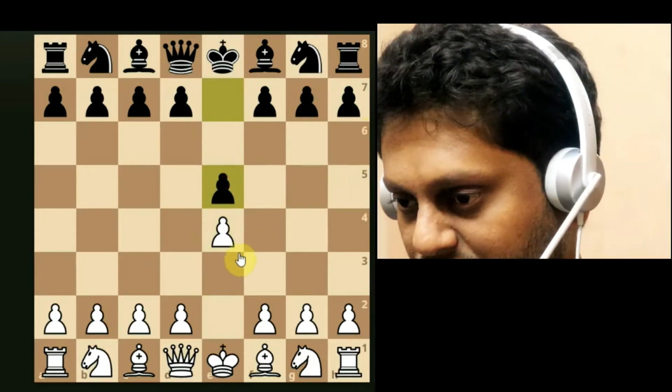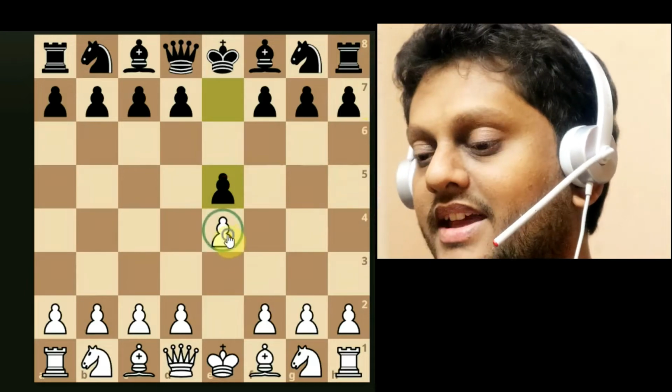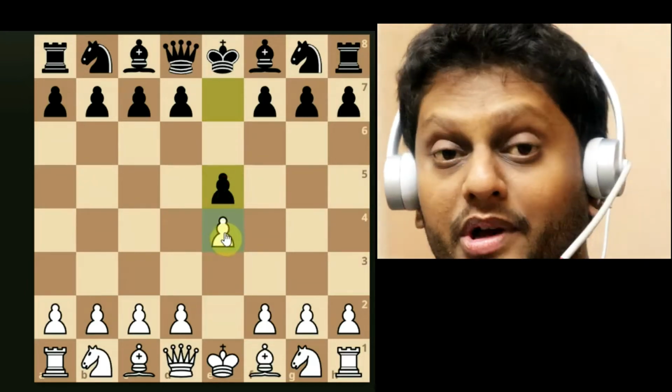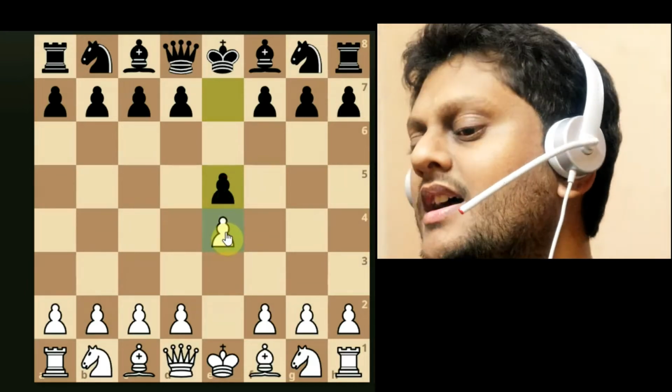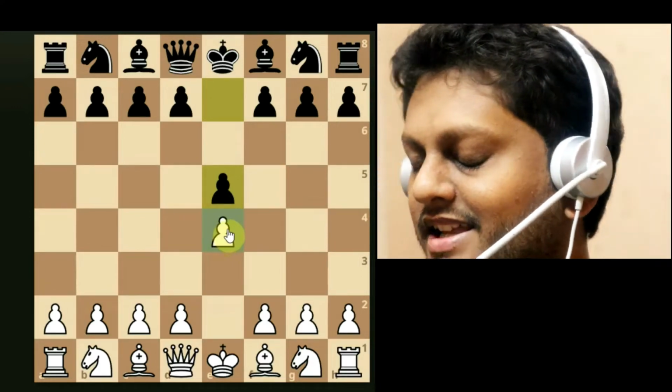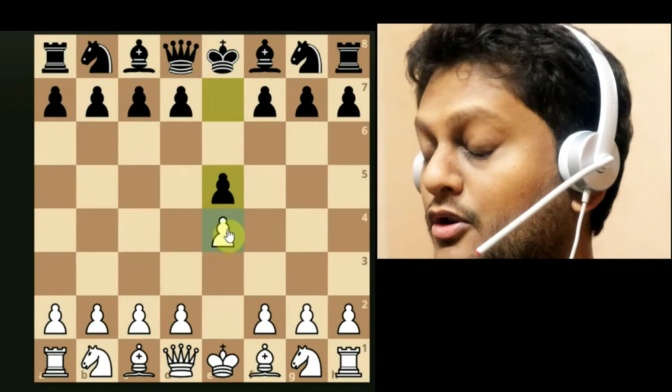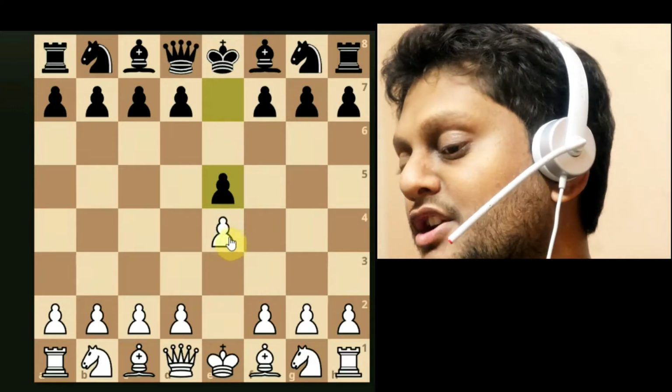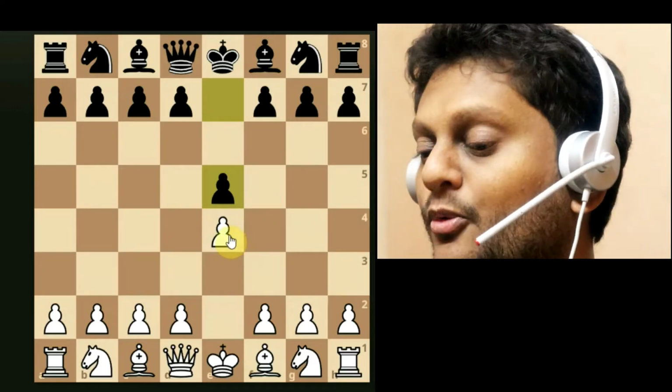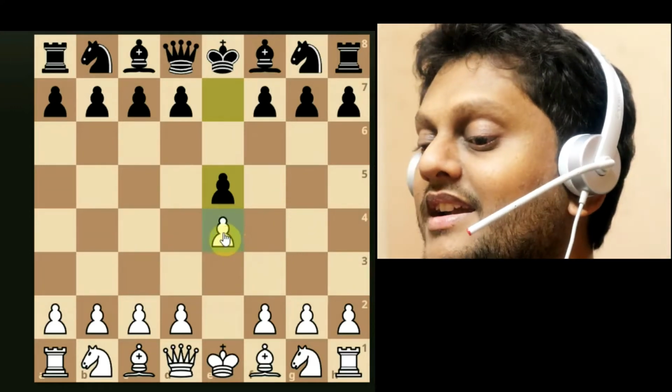Okay, what happens now? Do you think you can go and capture this pawn? No, you cannot capture. Why, you may ask. I think only for beginners this can be a question, but not for everyone. Because I said, only when the pawn moves, only then it can go forward.